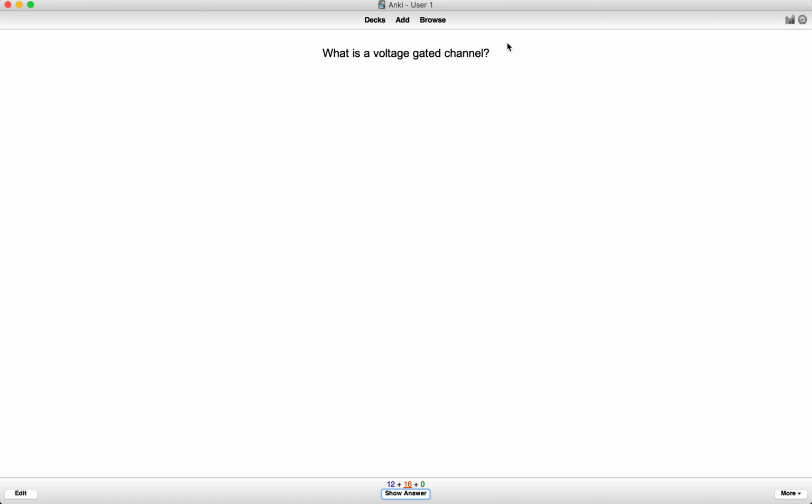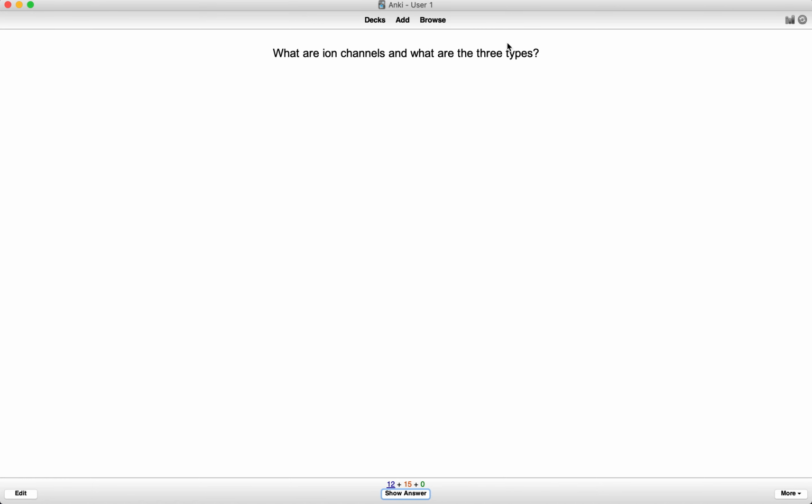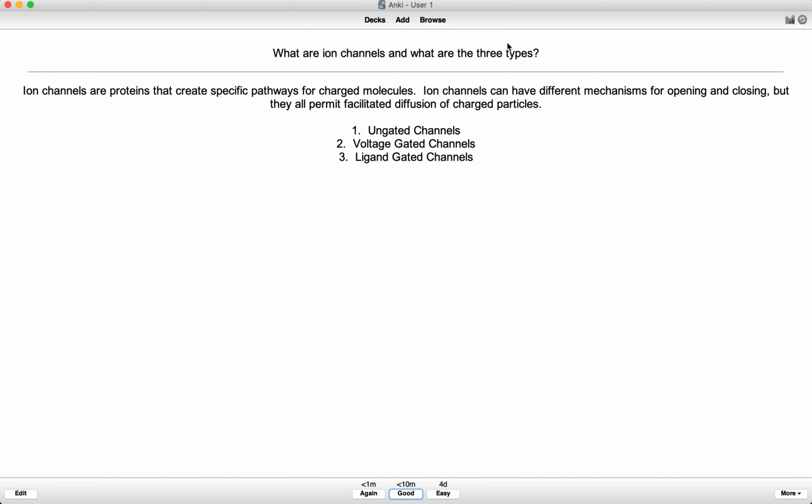Voltage gated channels are gates that are regulated by the change in membrane potentials. Ion channels are proteins that allow for facilitated diffusion of charged particles. Ungated, voltage gated, ligand gated.